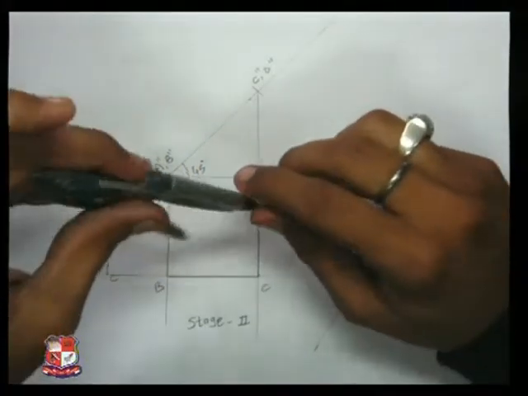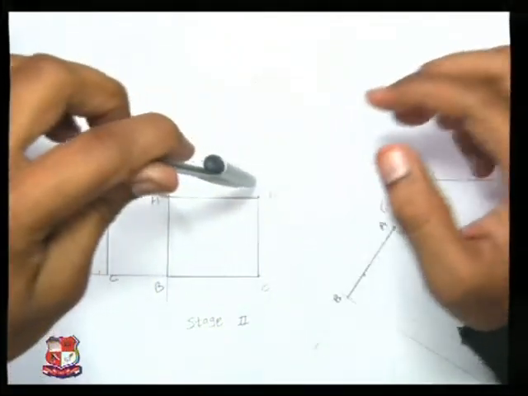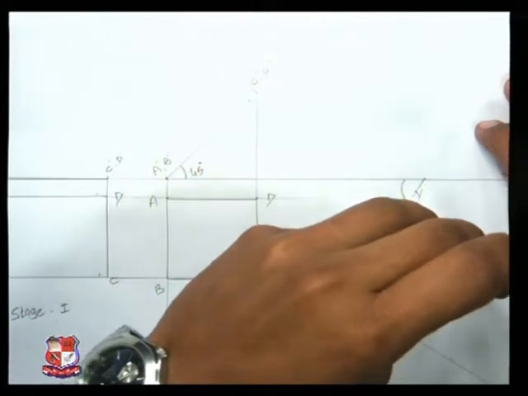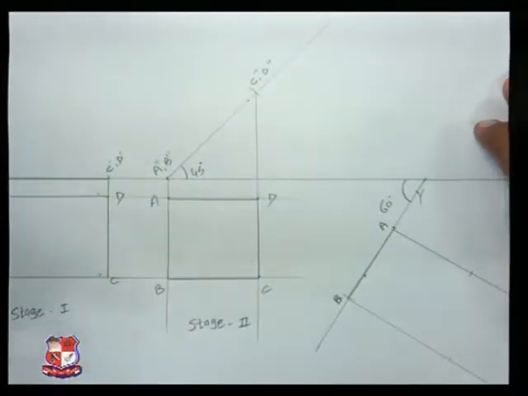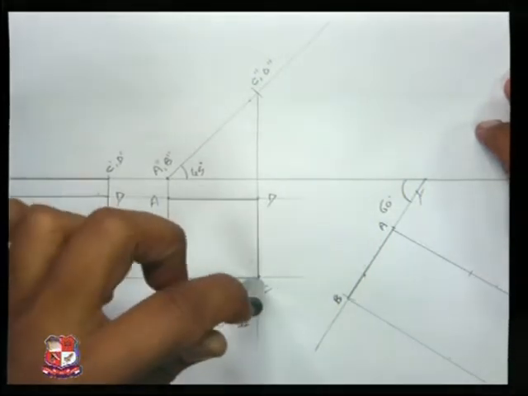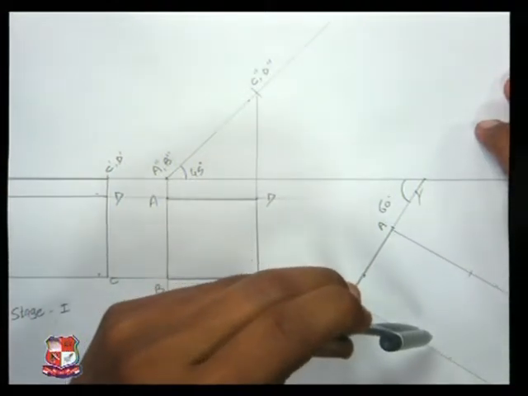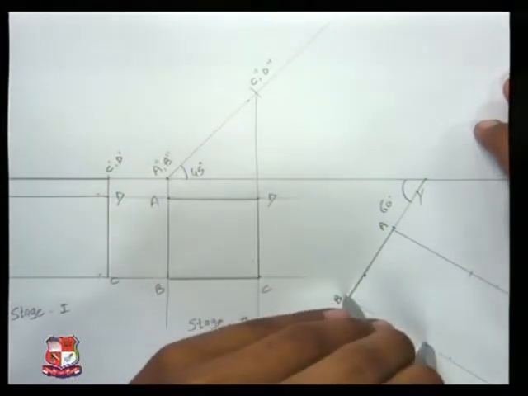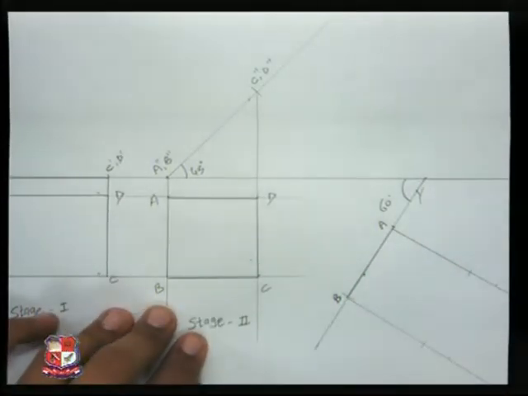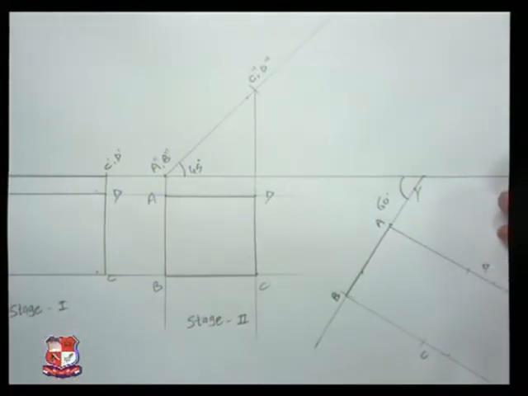Now we know the distance of AD and BC. Take AD as radius, over here A as center, mark an arc. We know the distance of BC. Take BC as radius, over here B as center, and mark an arc. So we have got both C and D points as well.